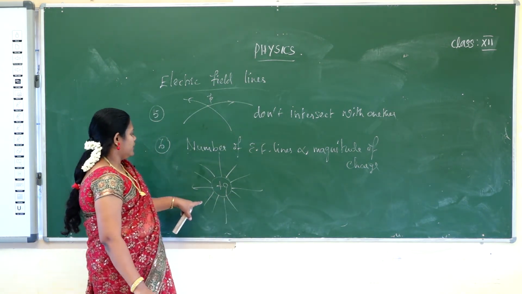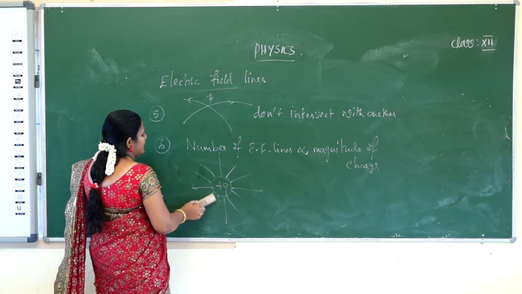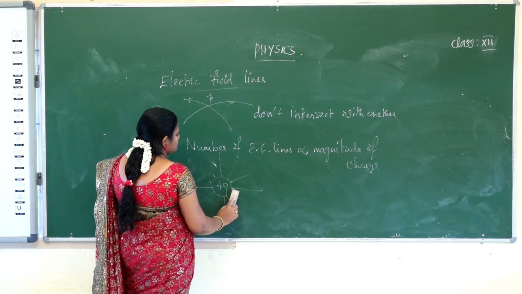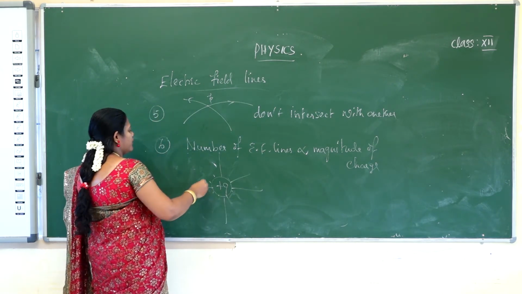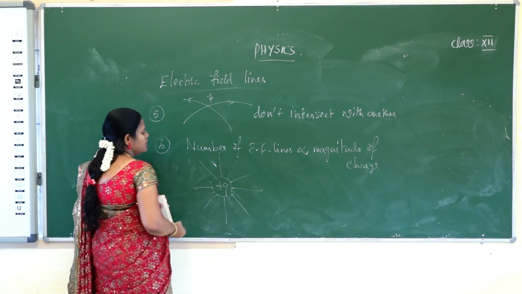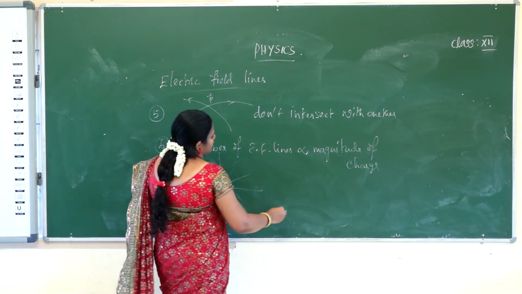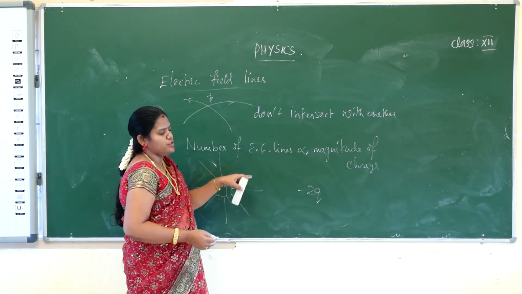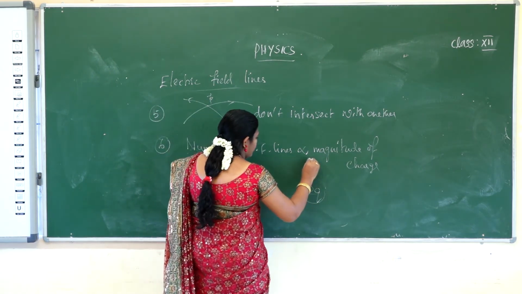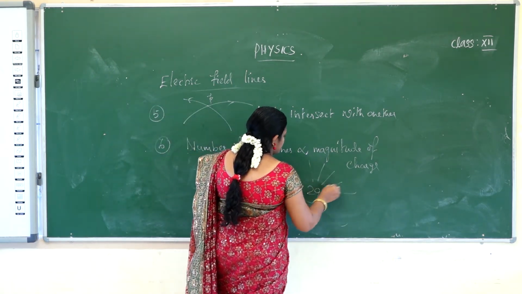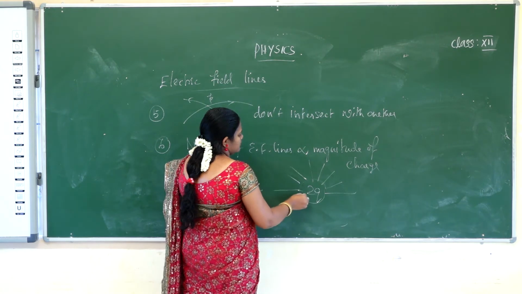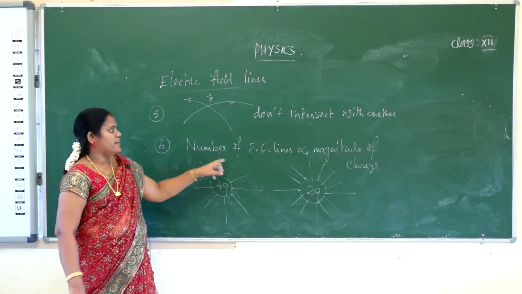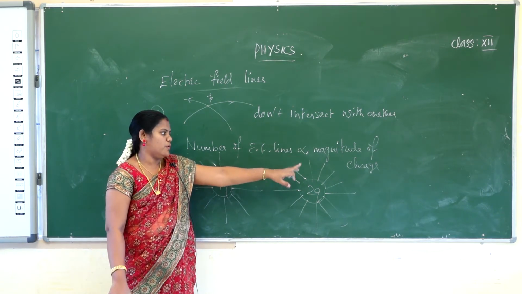The electric field lines are, say, 8 lines for one charge. But suppose you consider two Q charges. The magnitude is 2, so it gives more and more electric lines. So the number of electric field lines is directly proportional to the magnitude of charges.